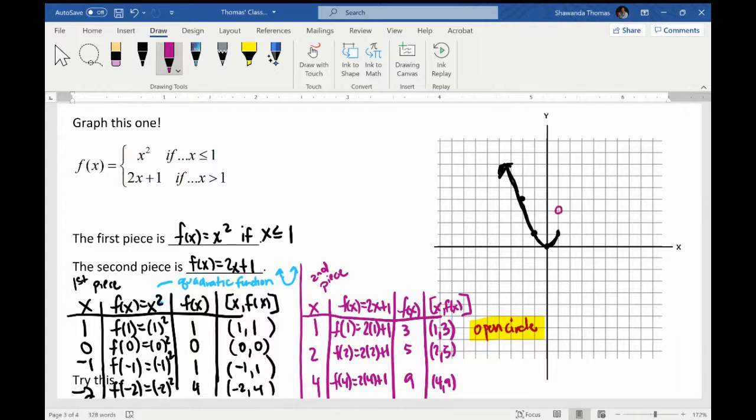Right here. All right, 2, 5. Where should we go? Right 2, up 5. And 4, 9. Right 4, up 9. All right. 1, 2, 3, 4, 5, 6, 7, 8, 9.